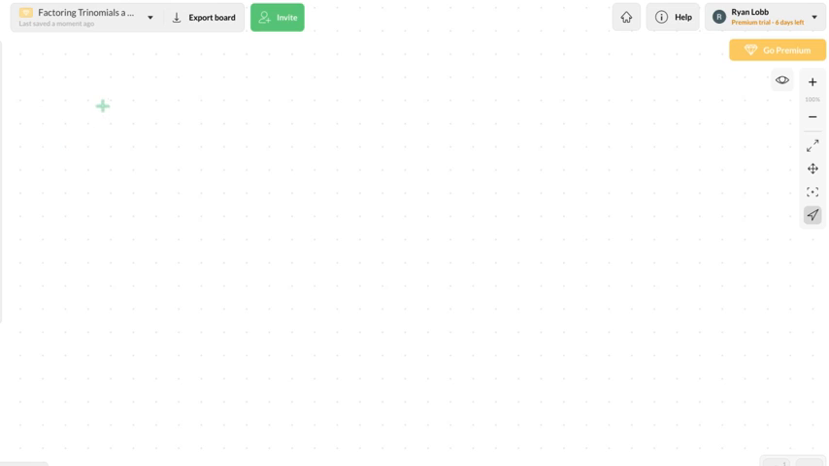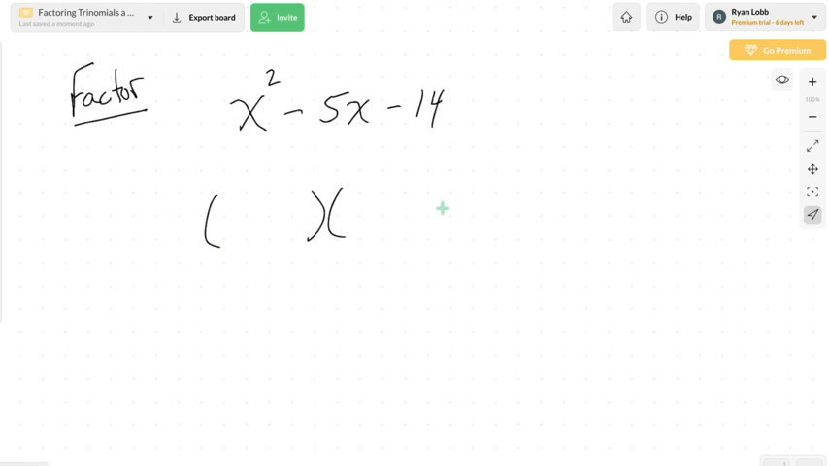Let's go with x squared, so still factoring. X squared minus 5x minus 14. We're going to factor this one. So if this one factors, we got x here, we got x here.